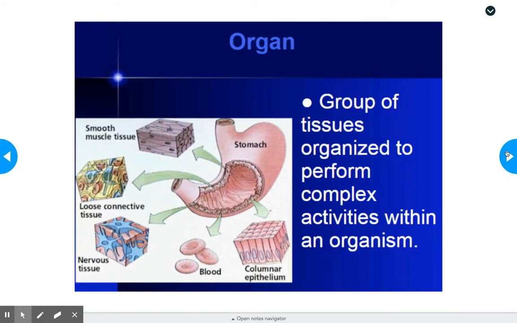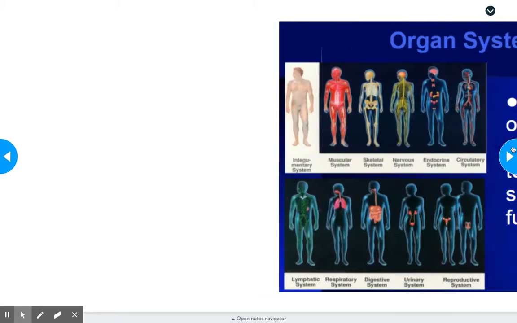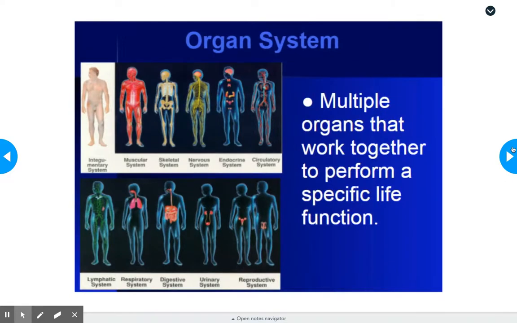Organs are groups of tissues organized to perform complex activities within an organism. You see an example of this on the slide, a stomach. That's just a group of tissues that are organized to perform digestion. That's what your stomach does. It takes your food and it begins the digestion process. Other organs include heart, liver, kidney, lungs, so many different ones. Organs come together to make organ systems.